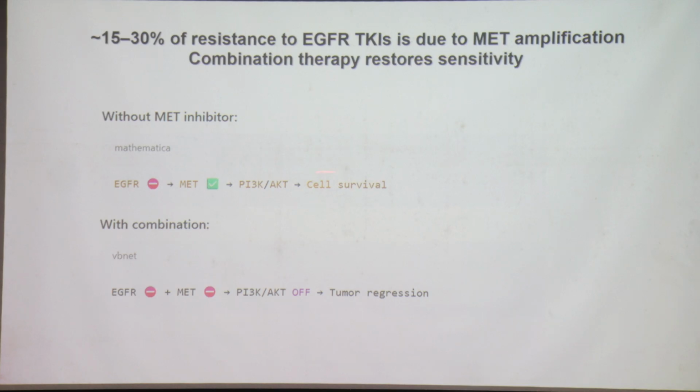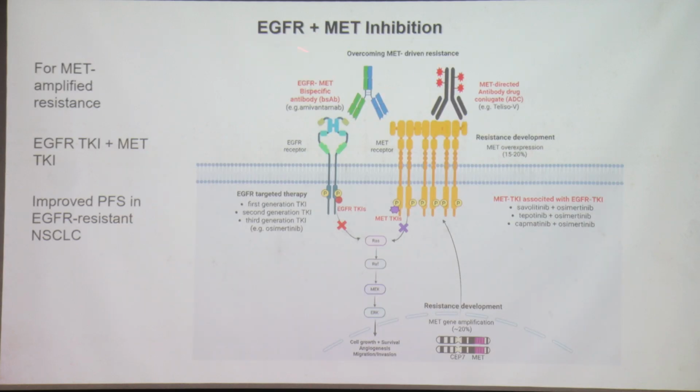And MET is taking over, cells are going to combine. So what do you need to do? Now you have to give a combination therapy, EGFR and MET inhibitors together, and then the tumor will regress. Okay, so this is what it's saying: you inhibit EGFR and see MET is also upregulated. Now you inhibit both of them together and you can regress the tumor.